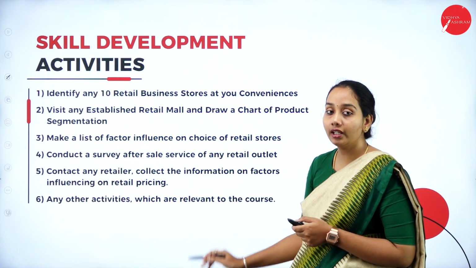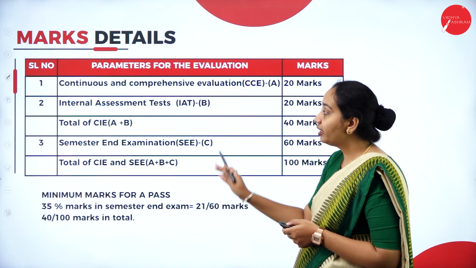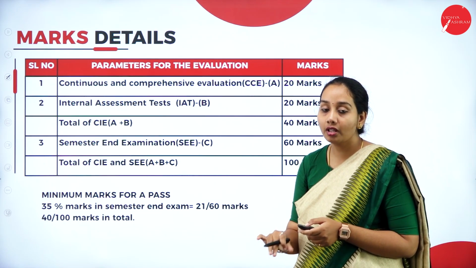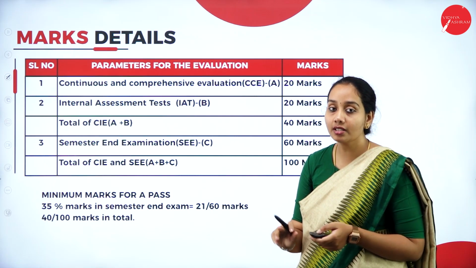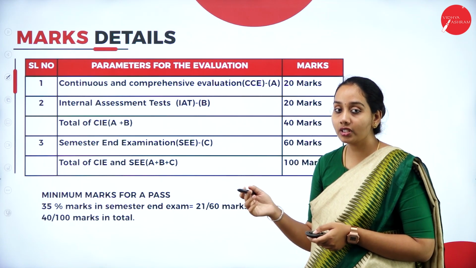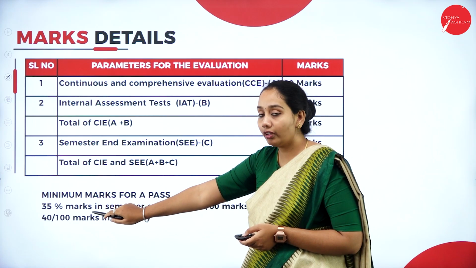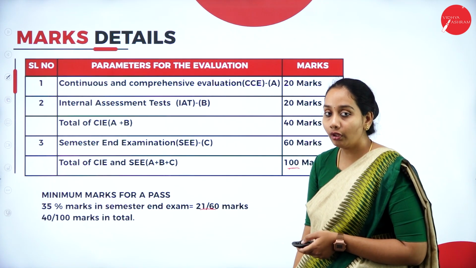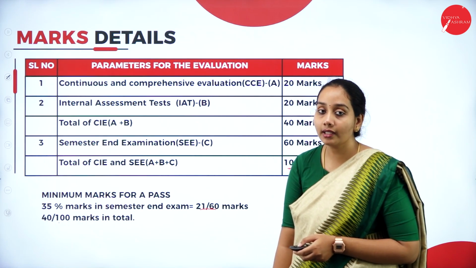So these are the different skill development activities that need to be done. Then next is about the details of the marks. Your internal assessment contains 40 marks, wherein the first internals is for 20 marks and the second internals is for 20 marks, and the remaining you are going to write for 60 marks under the university examinations. So total 100 marks. You need to get a minimum of 35% of marks in the semester, that is 21 out of 60, and overall with internals you need to get 40 marks out of 100 to pass in this subject.